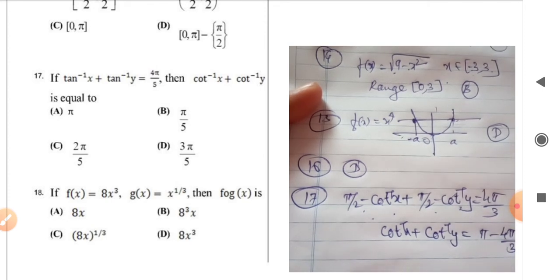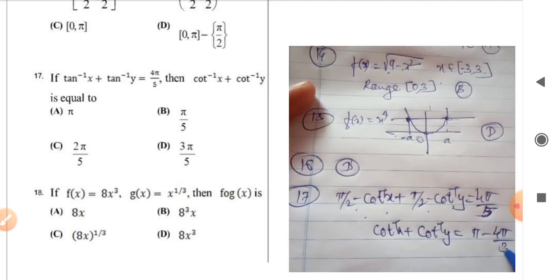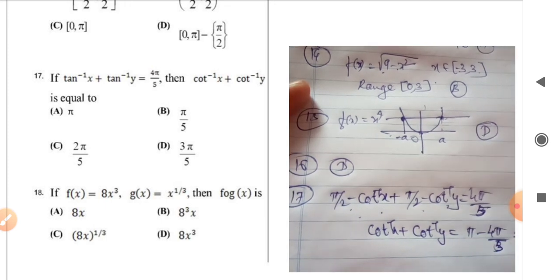So you get it as final, sorry, it is 4 pi by 5, 4 pi by 5. So finally 5 minus 4, which is pi by 5. Answer is pi by 5. So the B answer is correct here.